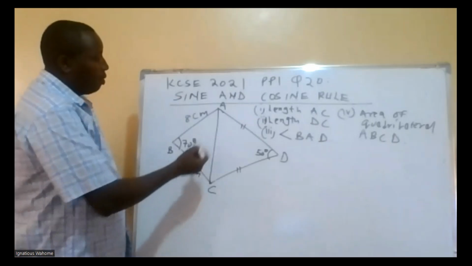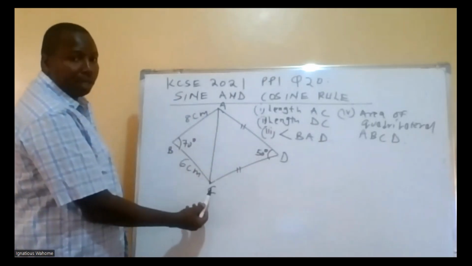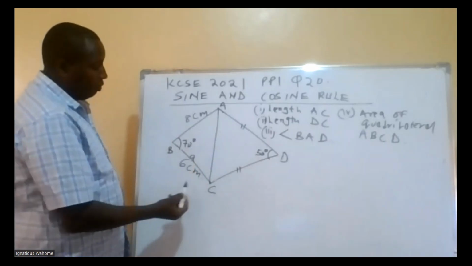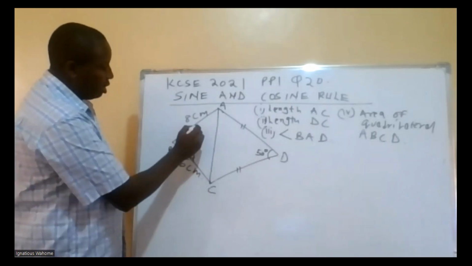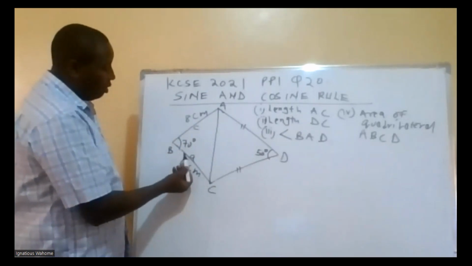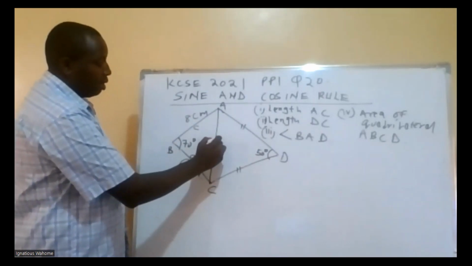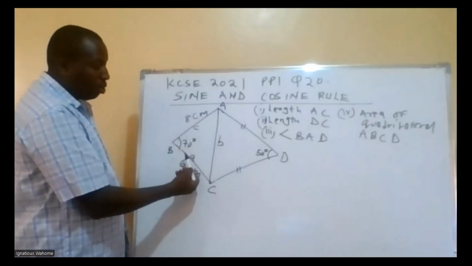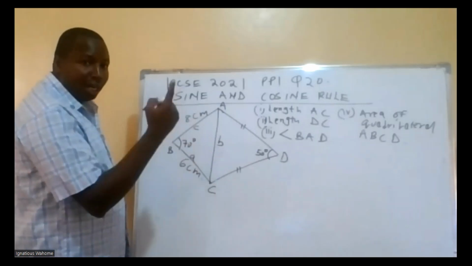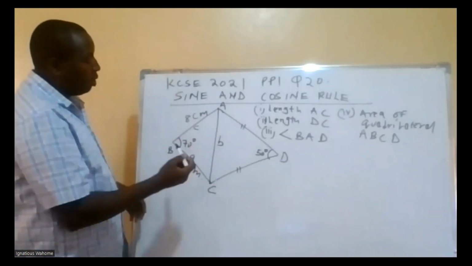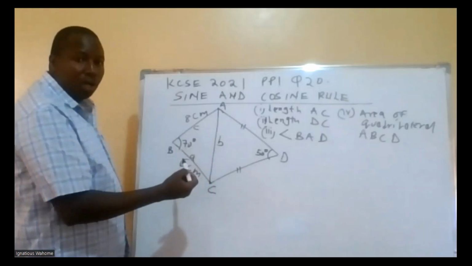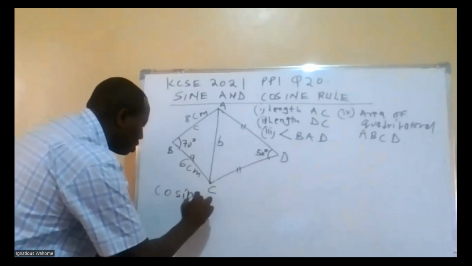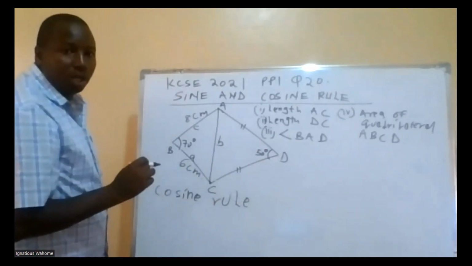When you have this kind of triangle ABC, if this angle is A, this side is side a. If this angle is C, this side is c. If this side is b, this side is b. Now, because you have two sides and an included angle, you always use the cosine rule.